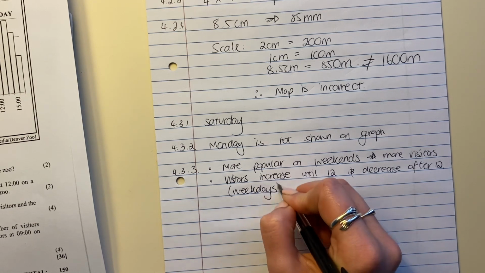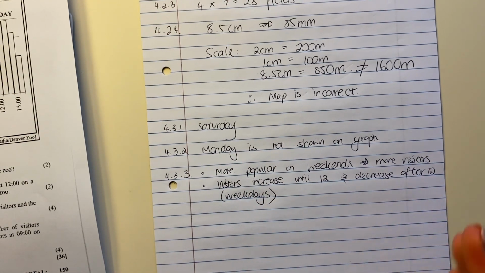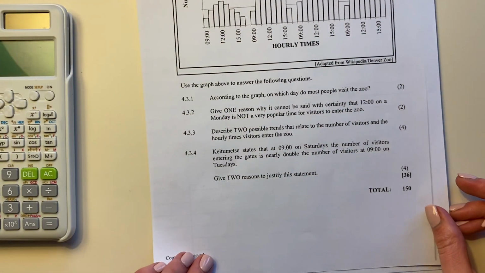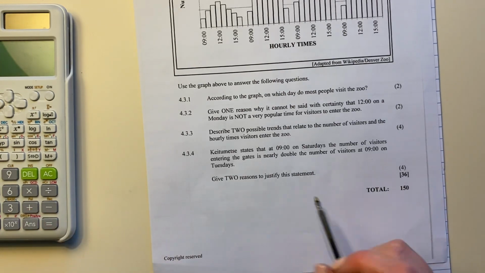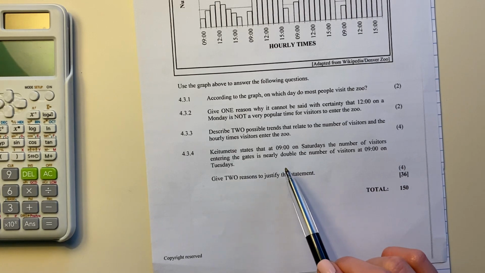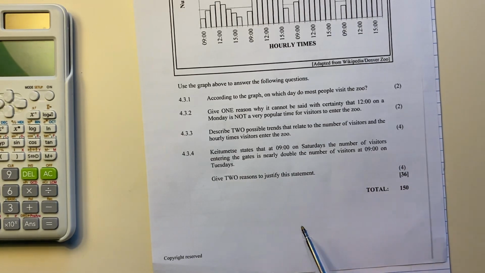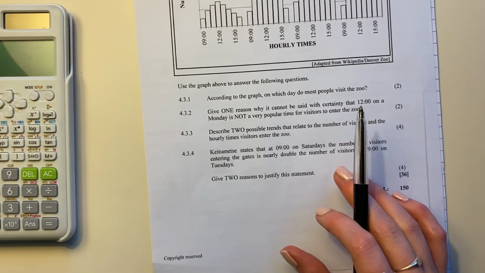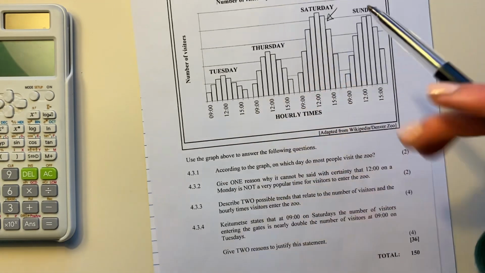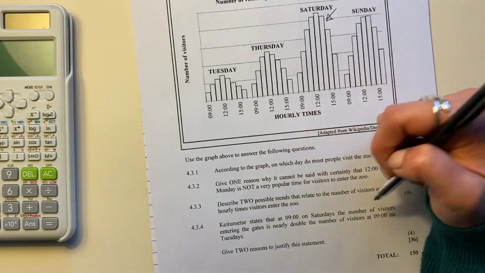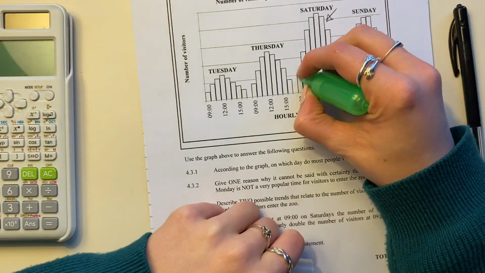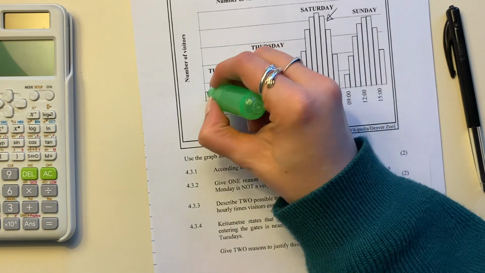Okay, so it just says, please just give me some insight. So there's lots of things you could have said, but that's some of it. Okay, let's now look at the last question of this paper, and also the last question of this video. Kia Tomete states that at 9 on Saturdays, the number of visitors entering the gates is nearly double the number of visitors at 9 on Tuesdays. Give 2 reasons to justify the statement. Okay, so look here. It says at 9 on a Saturday. So it's basically saying compare this, and I'm just going to get a little highlighter. So I'm comparing this to Tuesdays, to this.